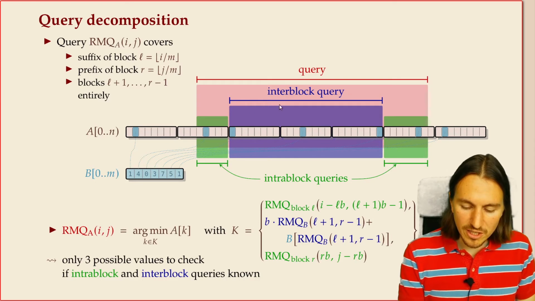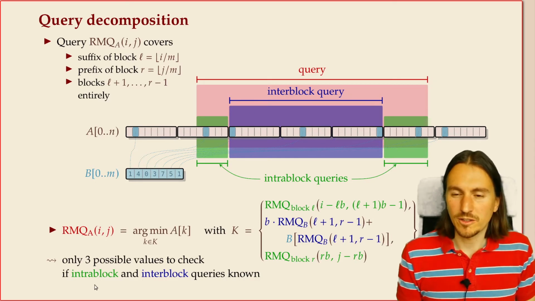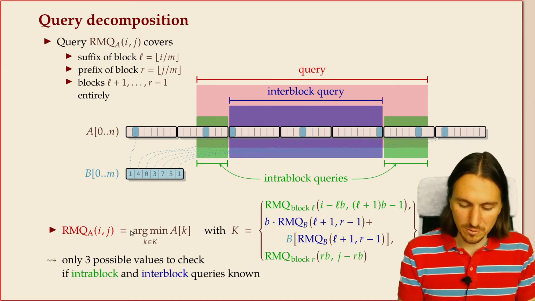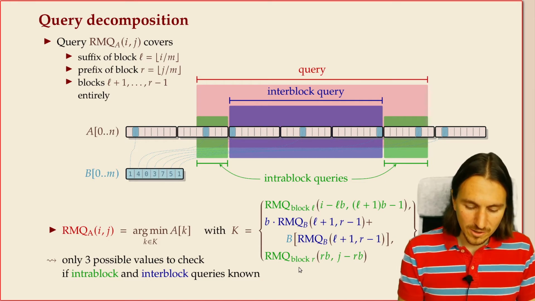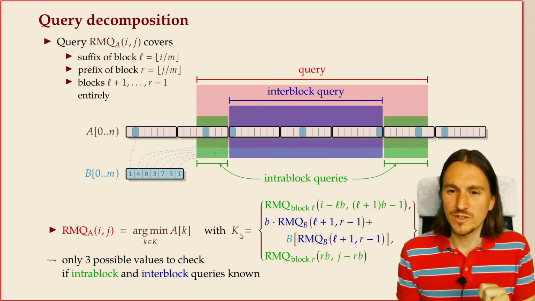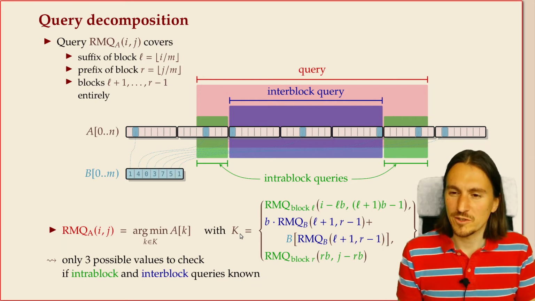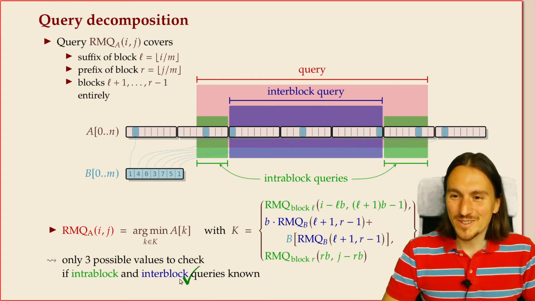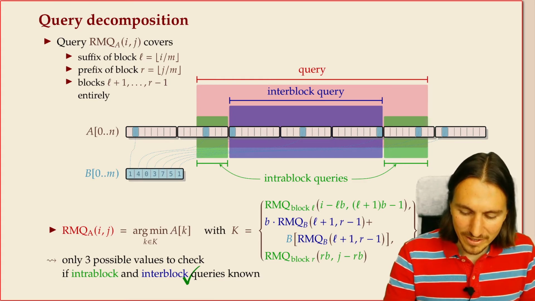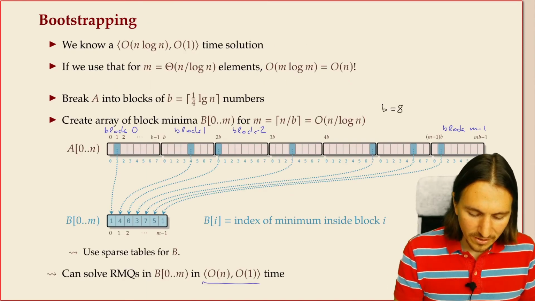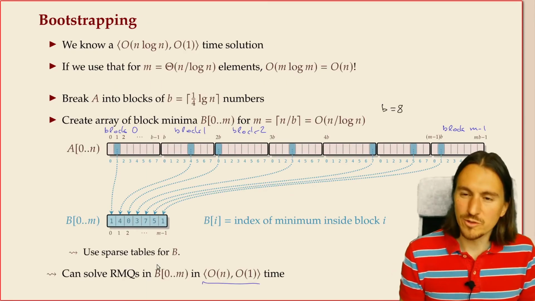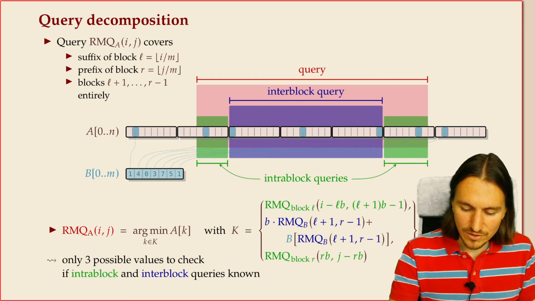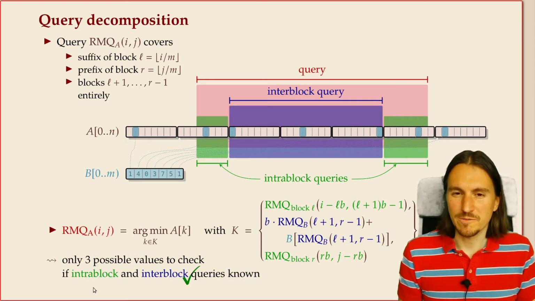If we can compute interblock queries and intra-block queries, then we can compute these red ones. And we only need constant time for that. We compute the candidates. If that's done, we have a set of 3 possible positions in A. So we just look up in A which is the smaller one, and we return that index. And indeed, the blue range we've already solved. That was the previous slide where we discussed that this B is actually small enough so that we can just use sparse tables on it. So that's done. The only thing that's left is the intra-block queries.